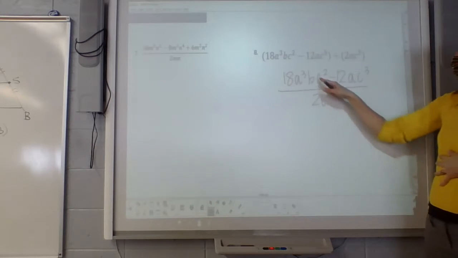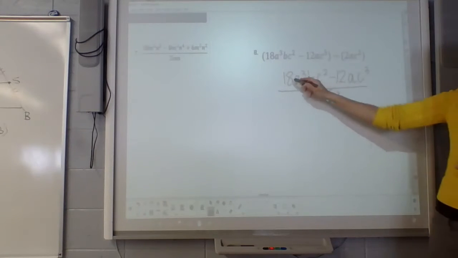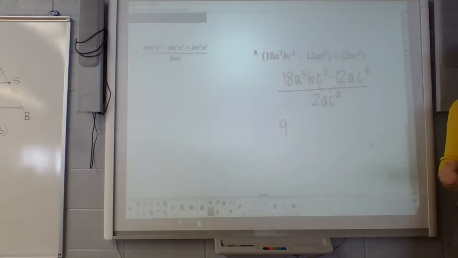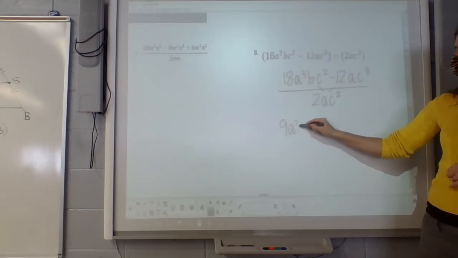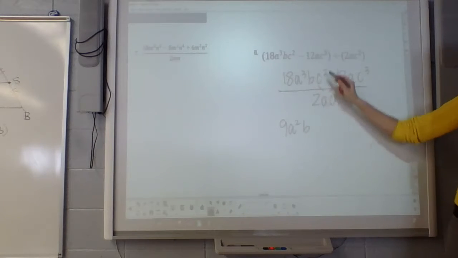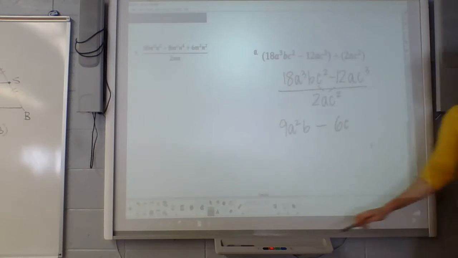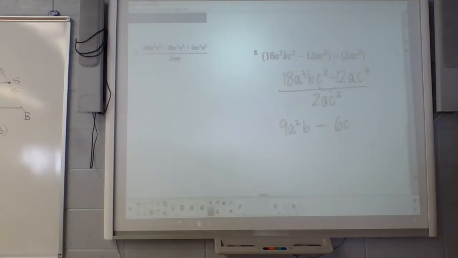But we can distribute this, or distribute the division. So 18 divided by 2 would be 9. A to the third over A would just be A squared. The B would just stick around, and then the C's would cancel. And then minus, and then there. I suppose I should answer B with the right number. Okay.